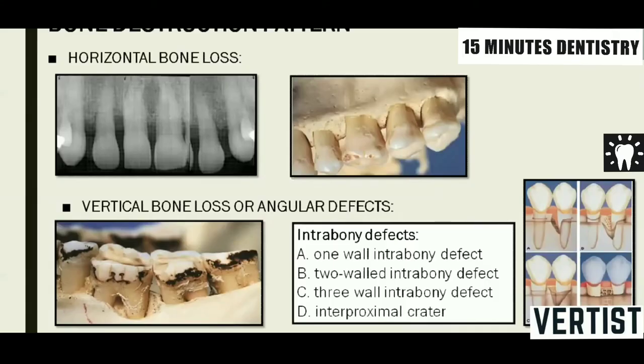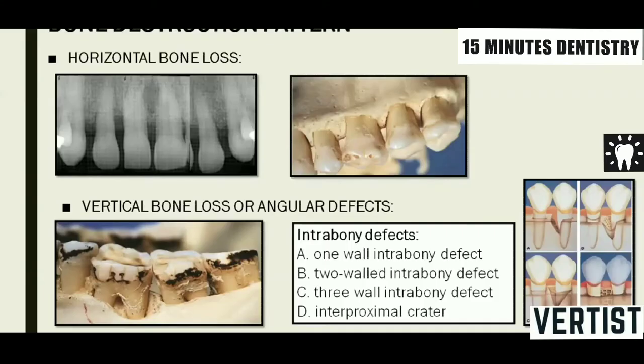Three wall is also called as intra-bony type of defect. And one wall is also called as hemiseptum because one wall of the septum is present. So when the interdental septum, one wall is present, we call it as a hemiseptum. Otherwise, if only buccal wall is present or lingual wall is present, we call it as a one wall defect. So that is a one wall. So prognosis of one wall is poor as compared to the three wall defect.